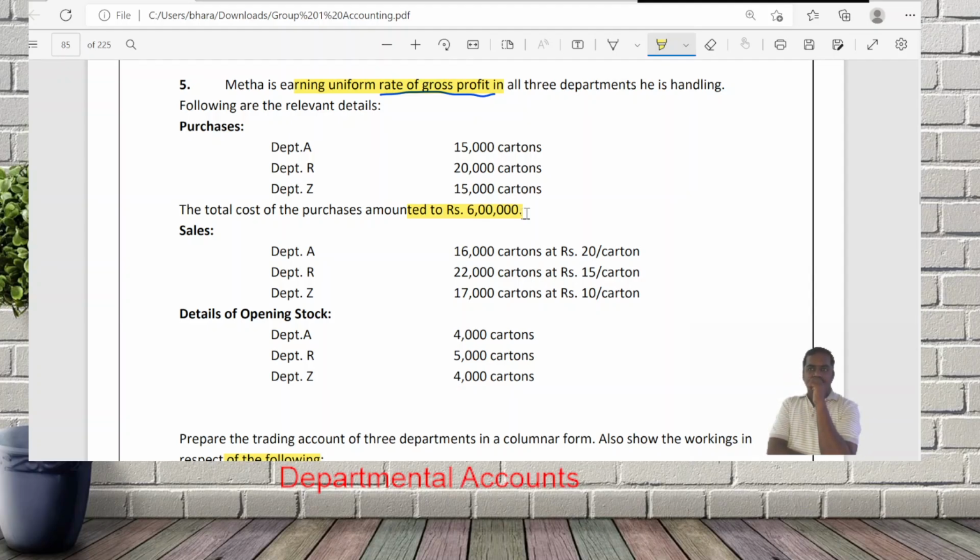How to find out? Closing stock units we can work out: opening stock plus purchased units minus sold units will give us closing stock. But the question is, we have to find the cost per unit of A or Z. Try to work it out and tell me the answer. The same cost per unit can be taken for opening stock valuation as well as closing stock valuation, because there is no stock situation.